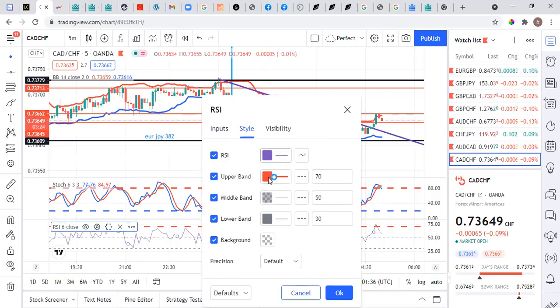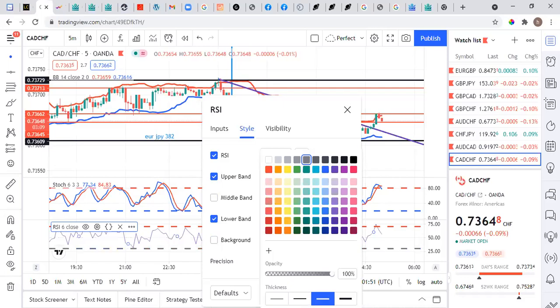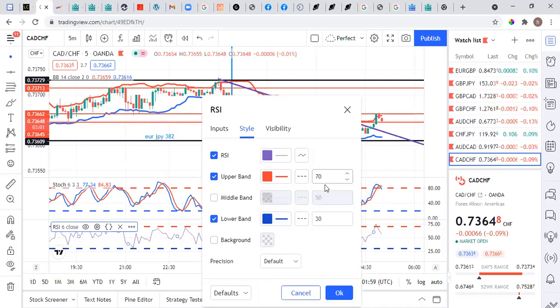Okay, so I'm going to remove this middle band. I'm going to remove background. I'm going to make this line thicker, make it blue. I'm going to just leave this as default. What else?